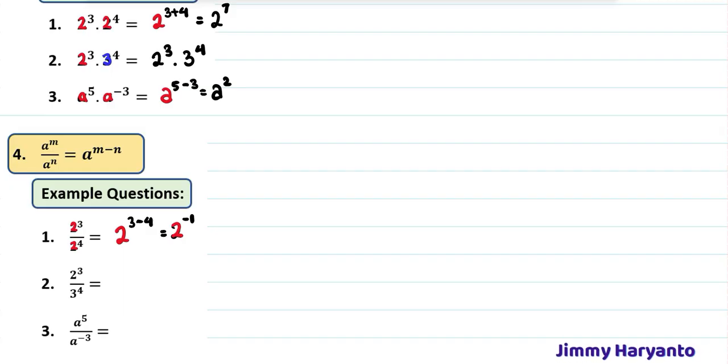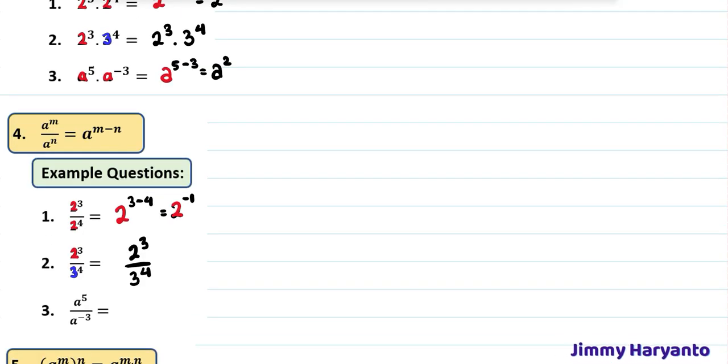Okay, and then for this one, as we can see, the bases are not the same. One of them is 2 and the other is 3. That means this one cannot be calculated, so you only have to rewrite the question. And then this one, a is the same. We have the same a. That means the result will be a to the power of 5, I mean, and then minus it with the bottom part, negative 3. So a to the power of 8. There you go.